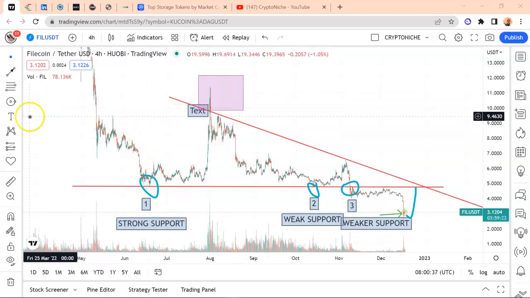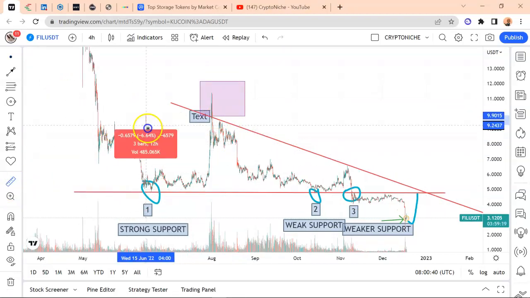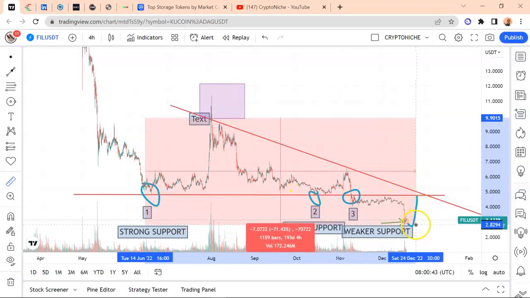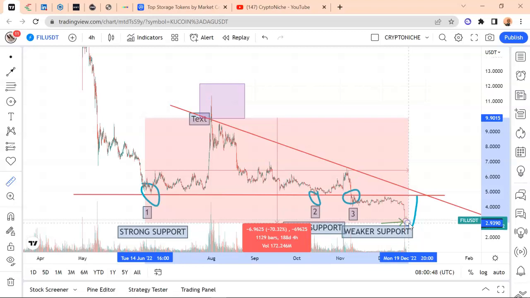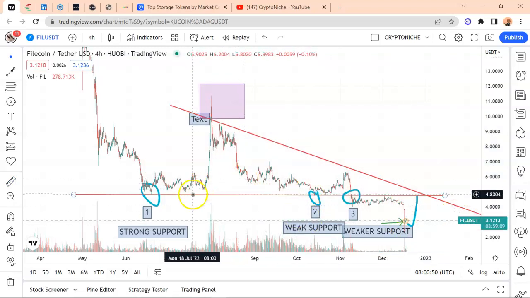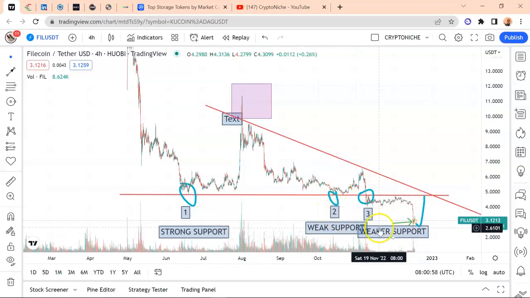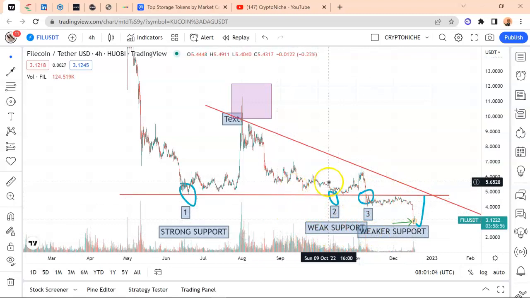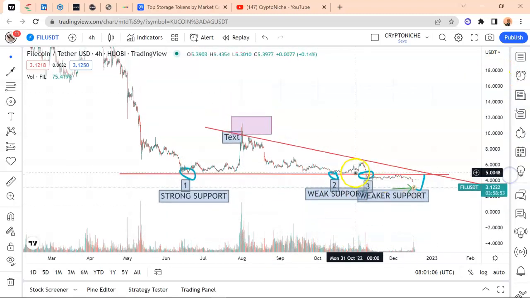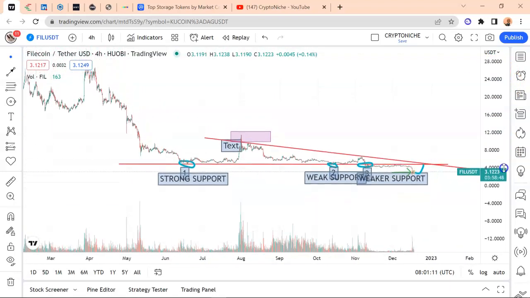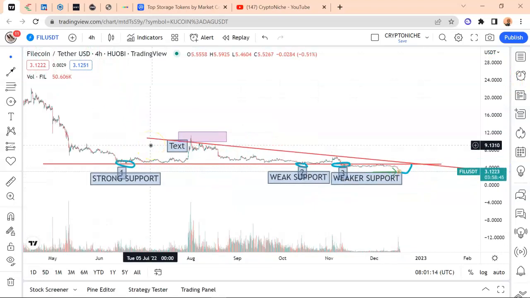Let me have a look. Yeah, for the last 188 days, these have been the major supports. Support one was strong because it was a new support. Support two was weak, and support three became weaker and eventually got broken. Most times in crypto, it will get broken. As you can see, it will get broken.